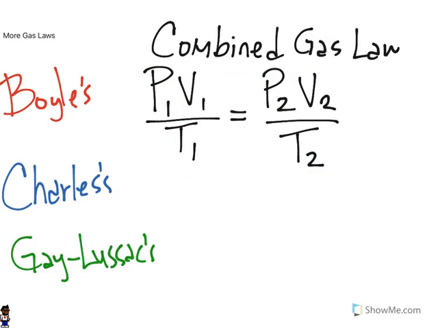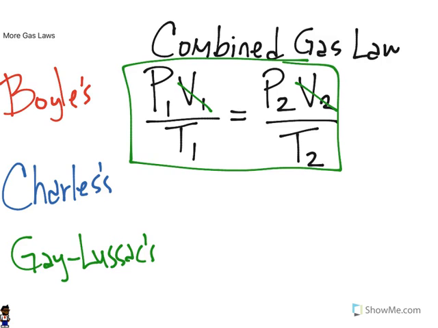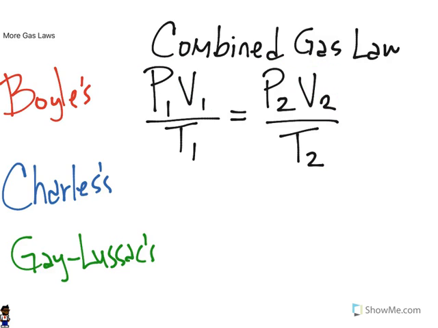That's Charles's law. Gay-Lussac's law, the thing that was held constant was volume. Well, that means we can cancel it out. We can reduce it from the equation. And P1 over T1 equals P2 over T2 is Gay-Lussac's law. So they're all embedded in this combined gas law.